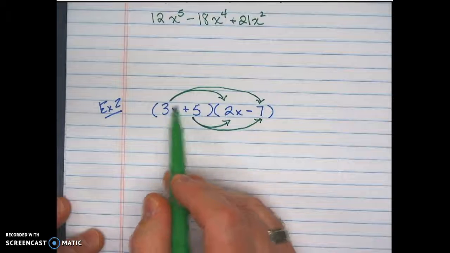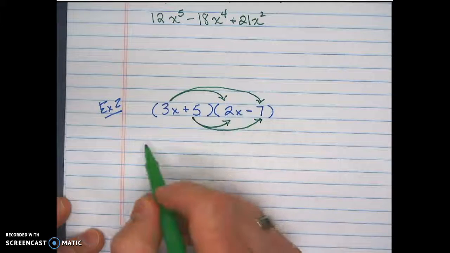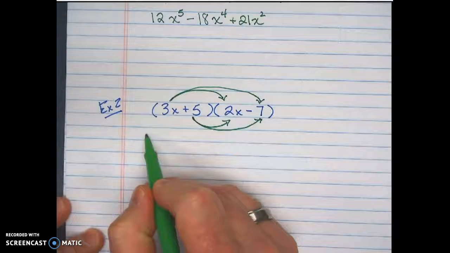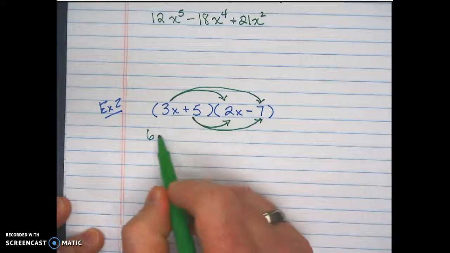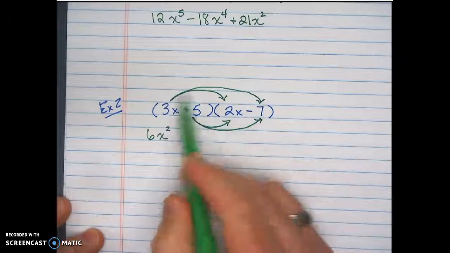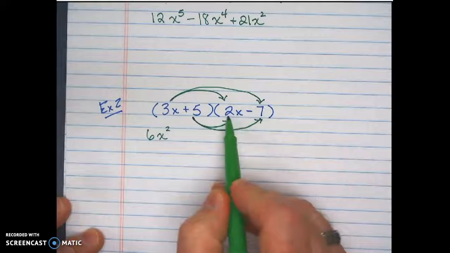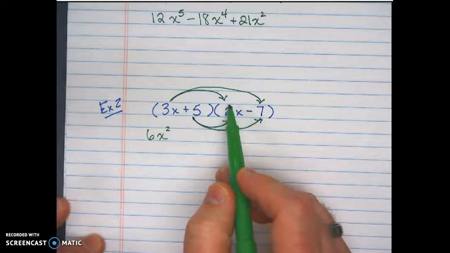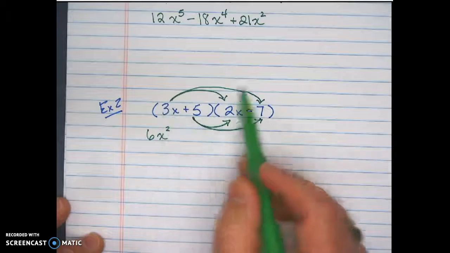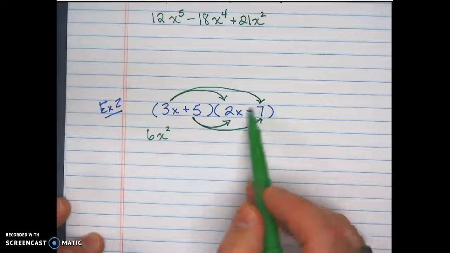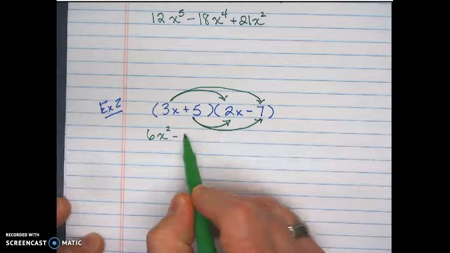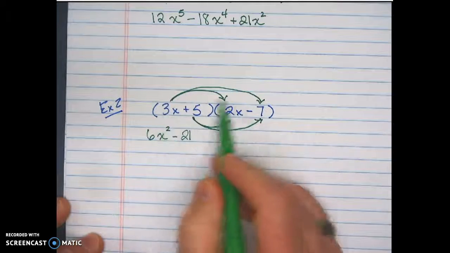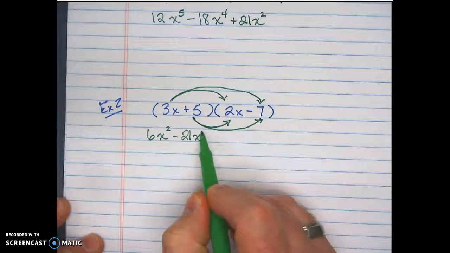So I've got 3x times 2x, so I'm going to multiply coefficients. So I have 3 times 2 is 6. X to the first times x to the first is going to become x to the second. Again, so now we've taken care of that first multiplication. Our second multiplication is going to be this 3x times our negative 7. So 3 times negative 7 is going to give us negative 21. Just going to have x to the first.